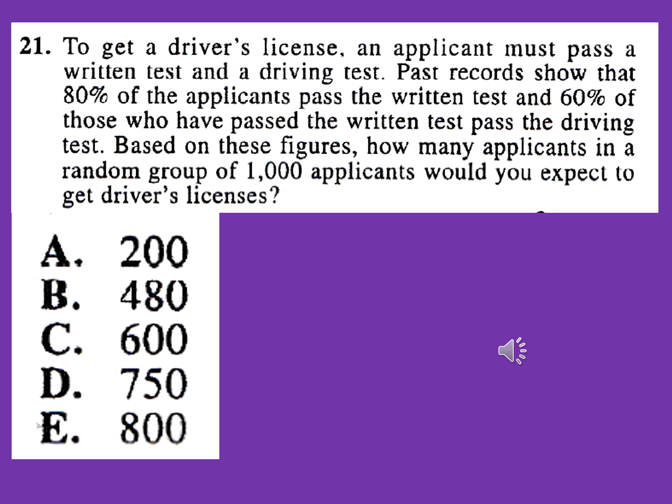So question 21. To get a driver's license, an applicant must pass a written test and a driving test. Past records show that 80% of applicants pass the written test, and 60% of those who have passed the written test pass the driving test. Based on these figures, how many applicants in a random group of 1,000 applicants would you expect to get driver's licenses? And it could be 200, 480, 600, 750, or 800.